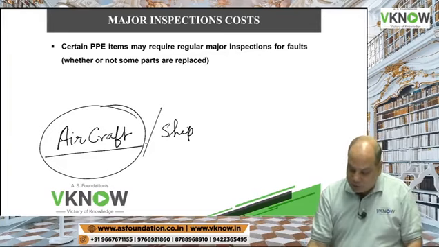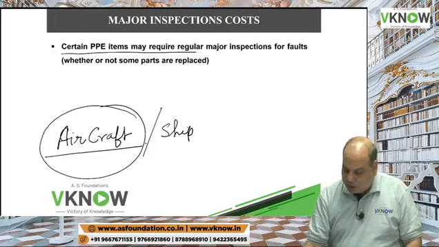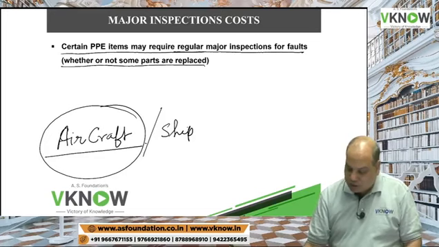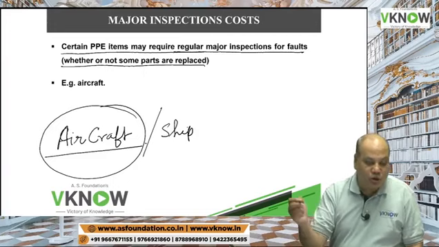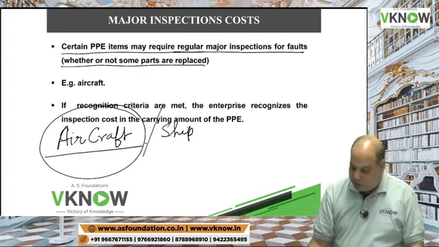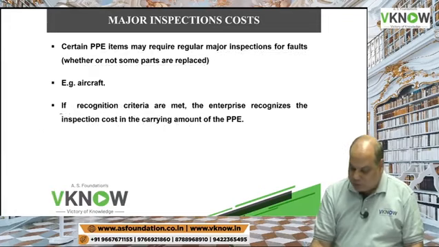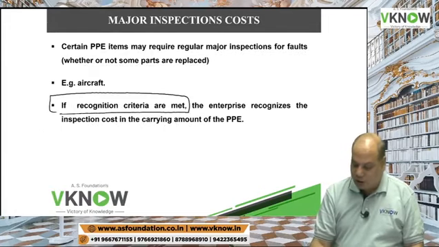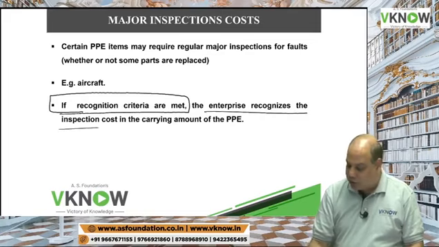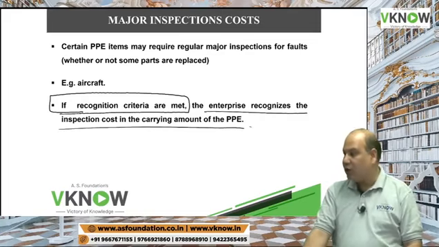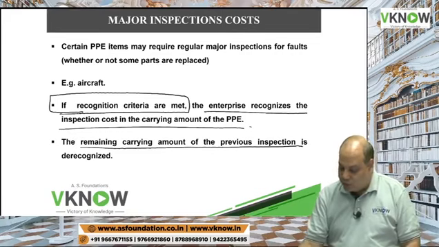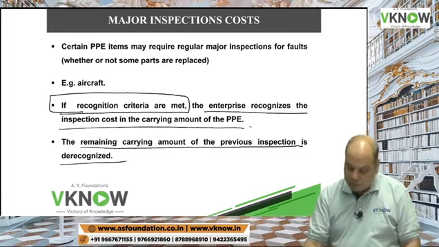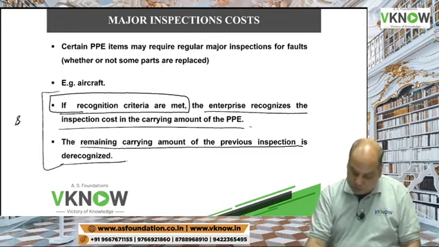So what the standard says, if a certain PPE item requires major inspection, whether or not some parts are replaced, then even that major inspection cost will be capitalized if recognition criteria are met. An enterprise would recognize inspection cost in the carrying amount of the PPE. The remaining carrying amount of the previous inspection is derecognized. Same like replaced part.